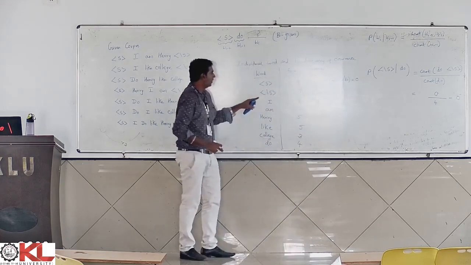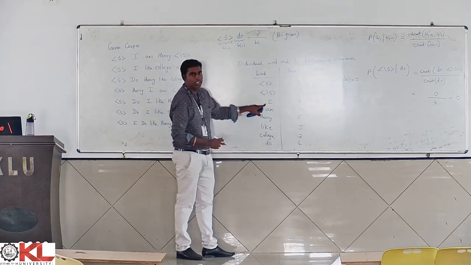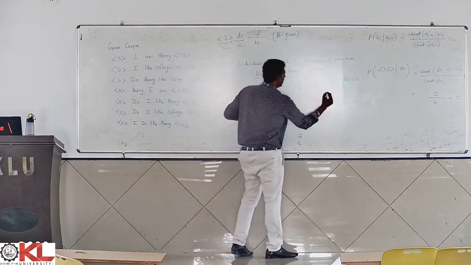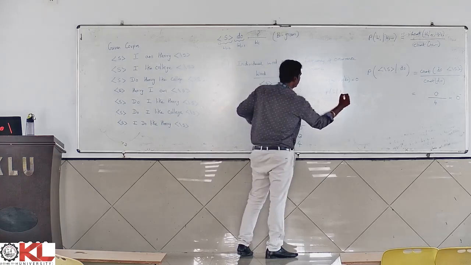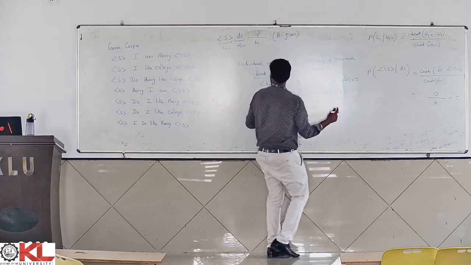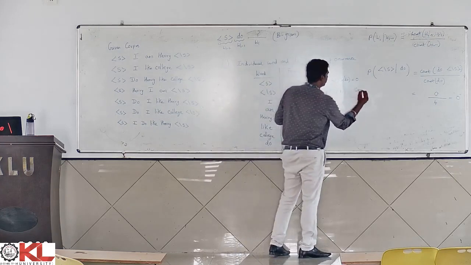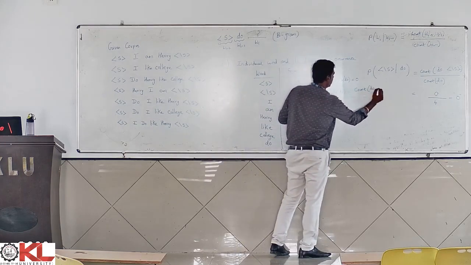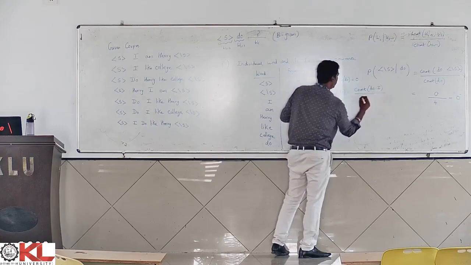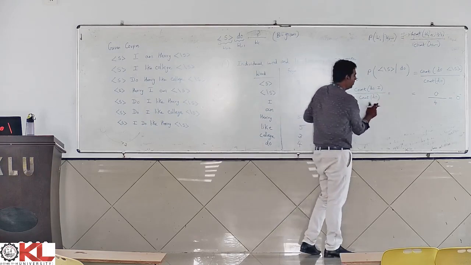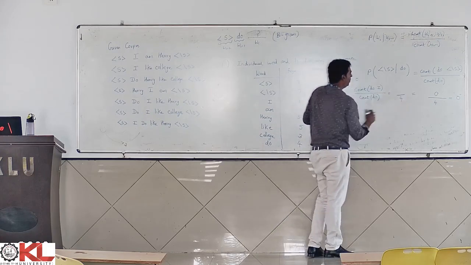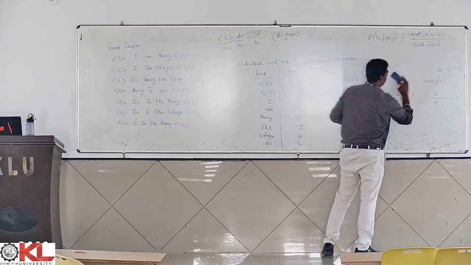Next I am going to find it for the word I after do. That means the probability of occurrence of the word I after the word do. So how do we rewrite the formula? Count of do I divided by count of do. The denominator we very well know the value is 4. So I am erasing this one.